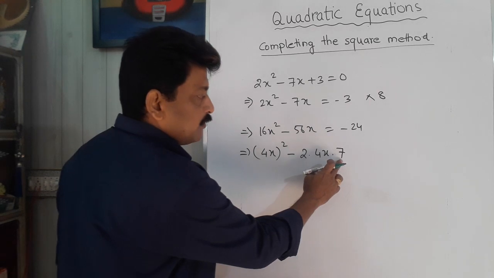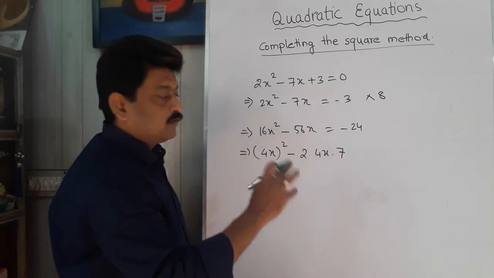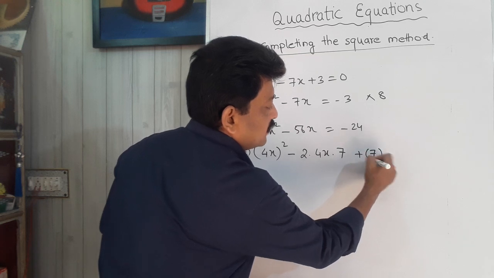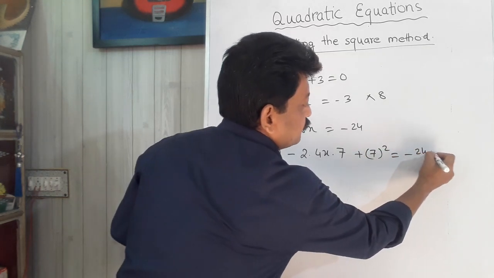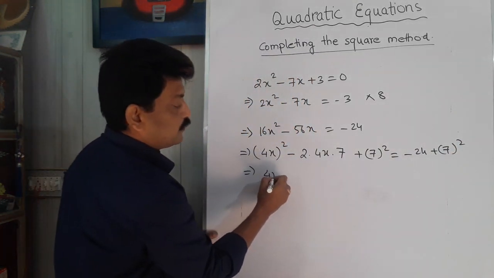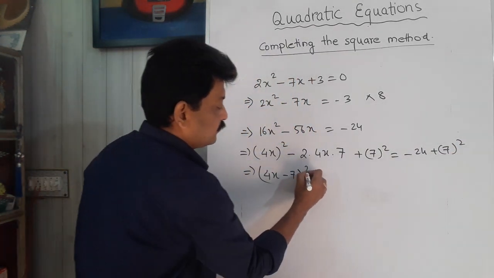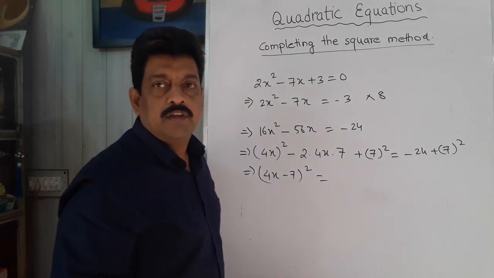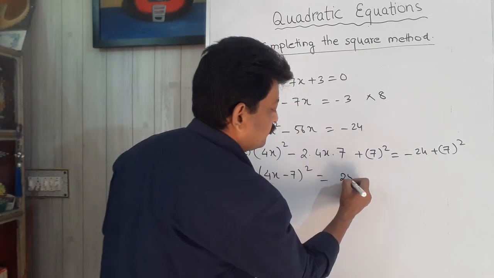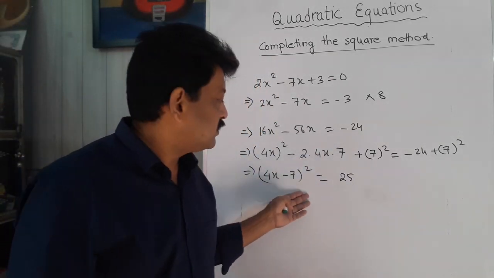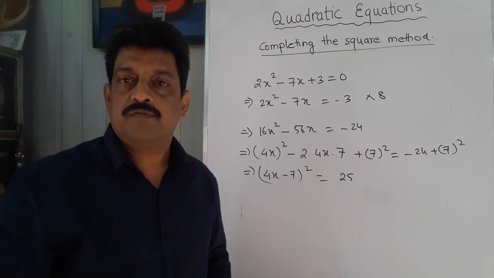I can use a whole number here to make it in the form of a whole square. So here b is 7. That means I have to add 7 square to both sides. Okay. So this is 4x minus 7 whole square, and this is minus 24 plus 49, that means plus 25. Now see, no fractions are there. Calculation is much easier.